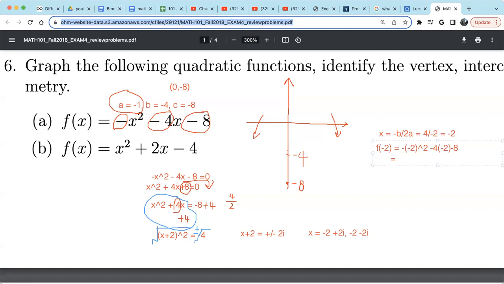-2 squared is 4, but I have a negative sign up front, so I get -4. -4 times -2 is +8, then minus 8. So a minus a equals 0, so I get -4. So this gives me my vertex. The x value is -2, and the y value is -4.